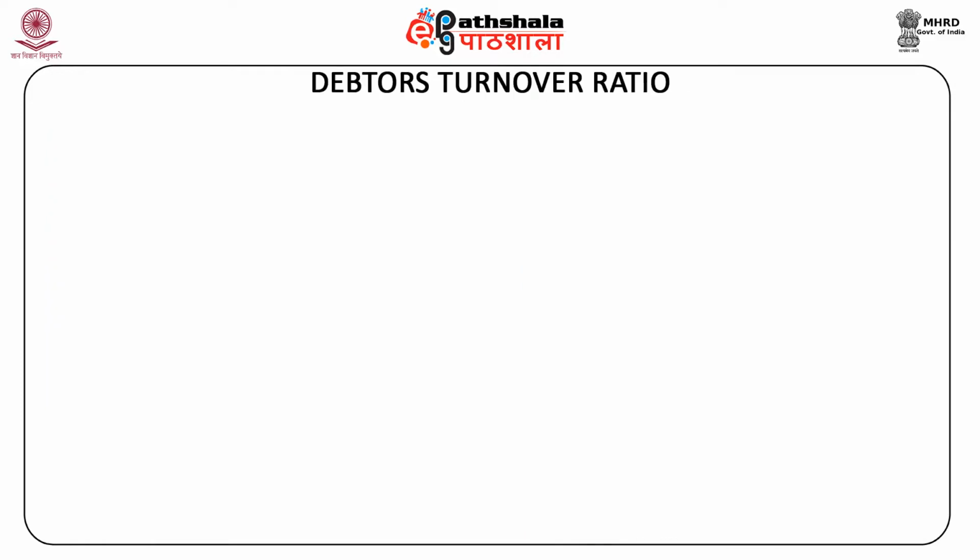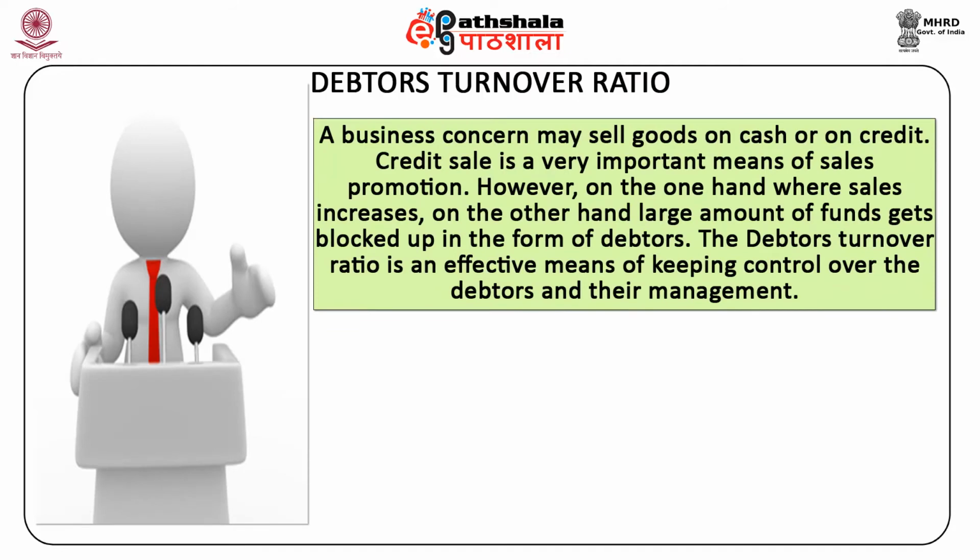Debtors turnover ratio. A business concern may sell goods on cash or on credit. Credit sale is a very important means of sales promotion. However, on the one hand, where sales increase, on the other hand, large amount of funds gets blocked up in the form of debtors. The debtors turnover ratio is an effective means of keeping control over the debtors and their management.